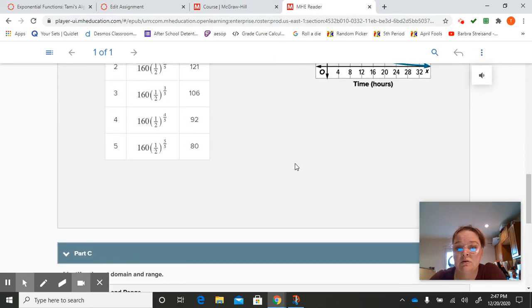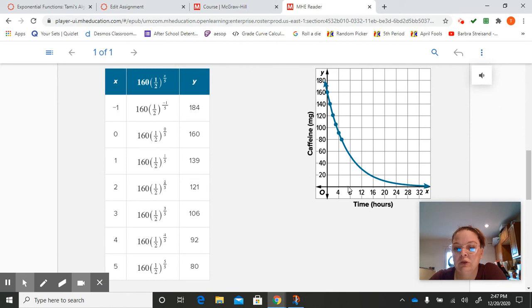So going back up to our graph here, we're only looking from 0 to 160. We don't care about what's happening above that. We don't care about what's happening below that. And we're only looking at our x's that are positive numbers because, again, we're not looking at what happened before you drink your drink.